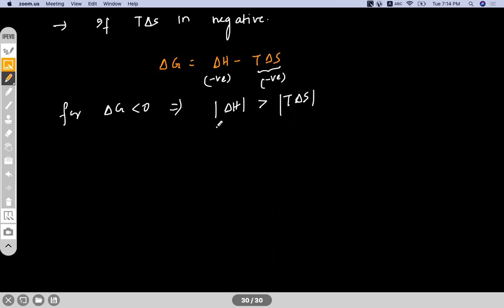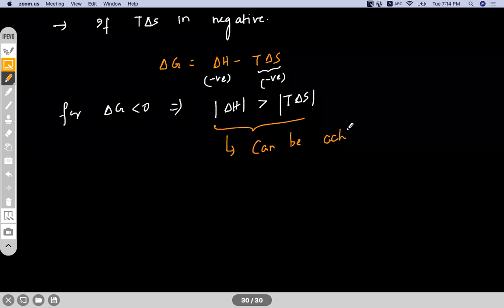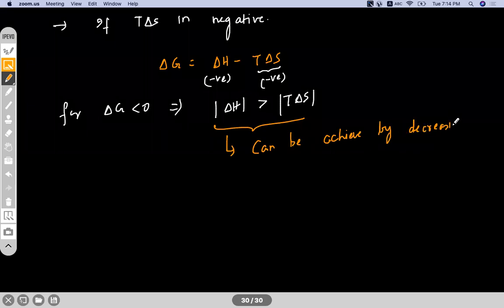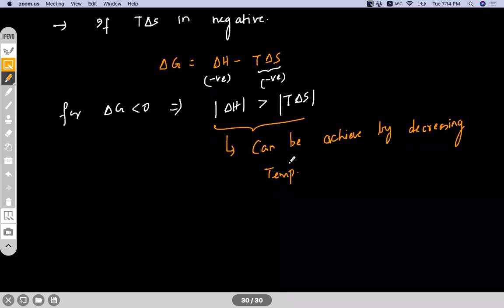Obviously, this entropy term you need to decrease. So this condition can be achieved by decreasing or lowering the temperature. So basically, if T delta S is negative, then the process will be spontaneous at lower temperature. At higher temperature, it is possible that T delta S becomes more than delta H and hence it becomes non-spontaneous, right? Any doubt?